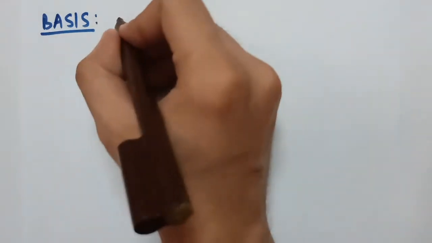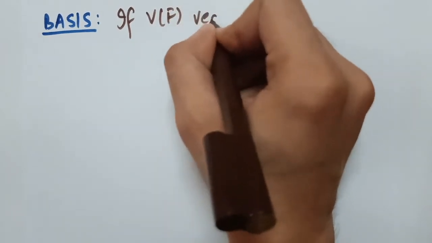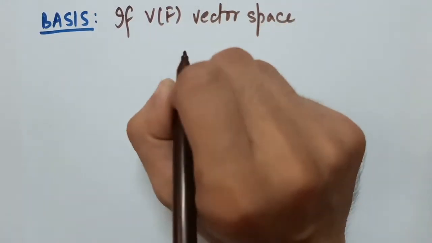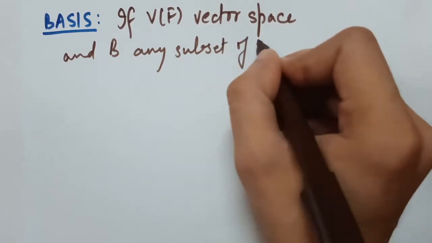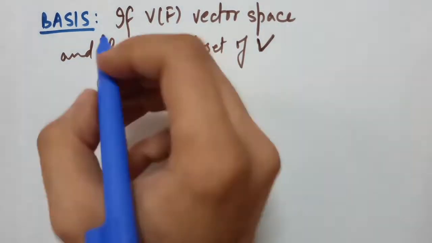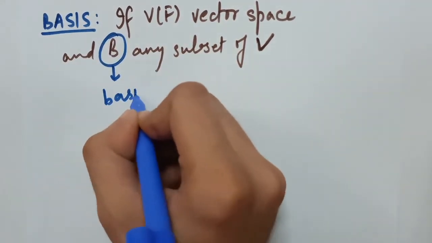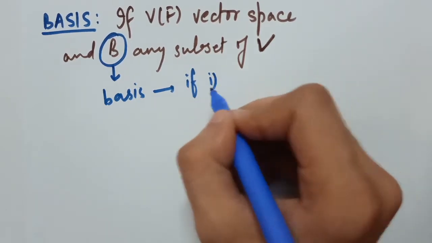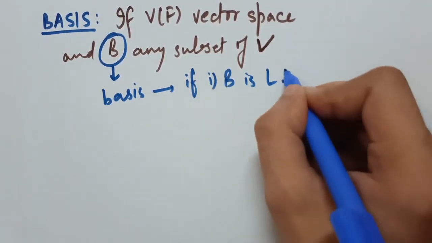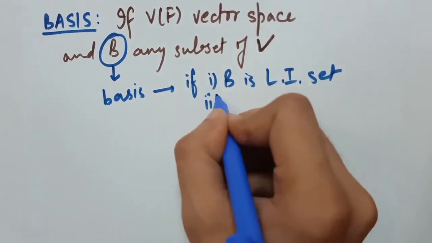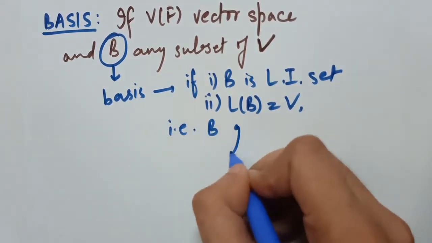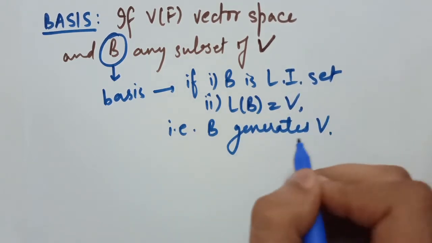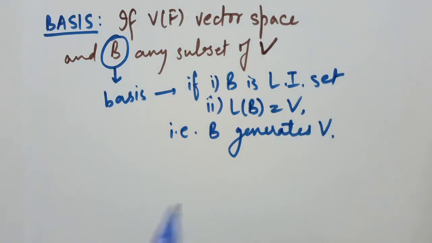What is a basis? If V is a vector space over the field F and B is any subset of V, then B is said to be a basis if, first, B is a linearly independent set, and second, the linear span of B is equal to V, that is, B generates V, or you can say B spans V. If both these two conditions are satisfied, then only a subset of a vector space is called its basis.